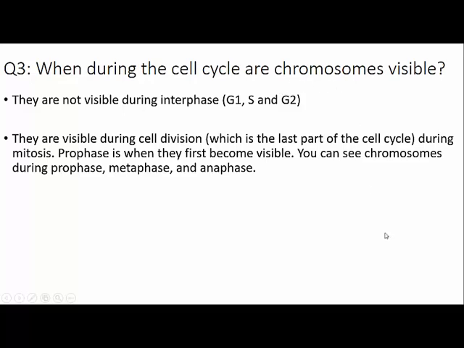But you can also see chromosomes during metaphase, meta meaning middle. We can see the chromosomes lining up in the middle, and because we can see them line up in the middle, we know they're visible also during metaphase. We also know they're visible during anaphase, because the spindle fibers come out of the centrioles, attach to the chromosomes, and pull the duplicated chromosomes apart. So they are visible during prophase, metaphase, and anaphase, and that is part of cell division, which is the last part of the cell cycle, which is mitosis.